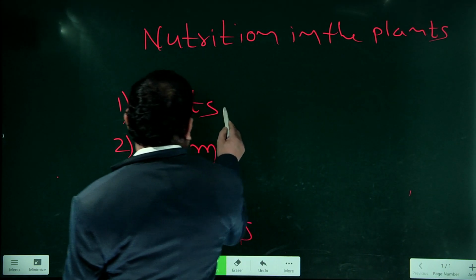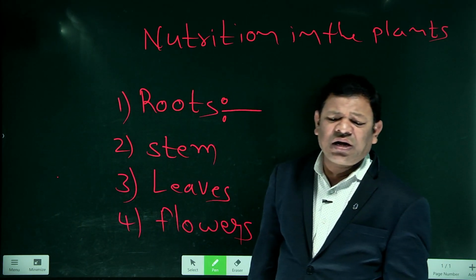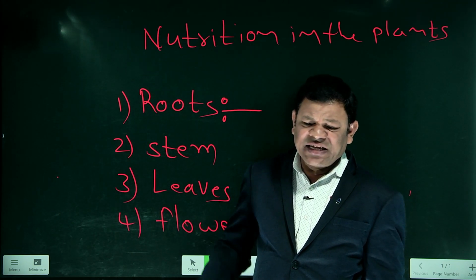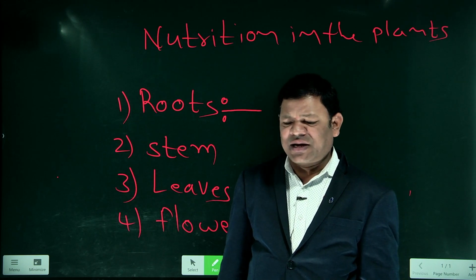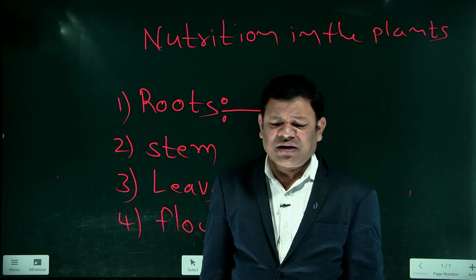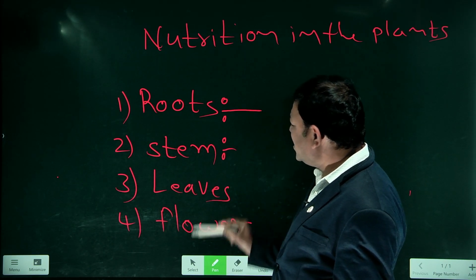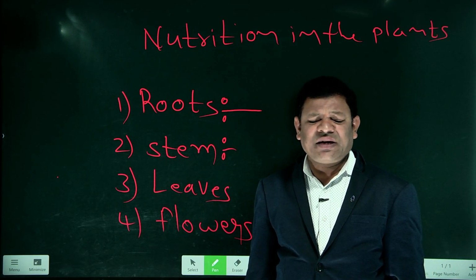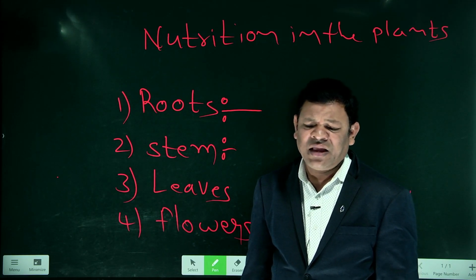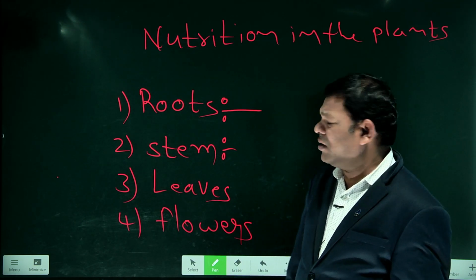So what is the function of the roots? Roots absorb water and minerals from the soil. The roots are present below the soil. With the help of the roots, plants absorb water and minerals. Which part above the soil is present? The stem is present. With the help of the stem, water and minerals are distributed throughout the plant. Is it clear?